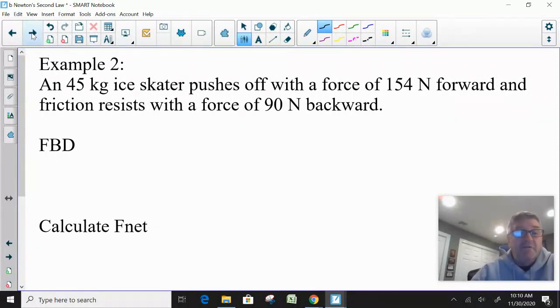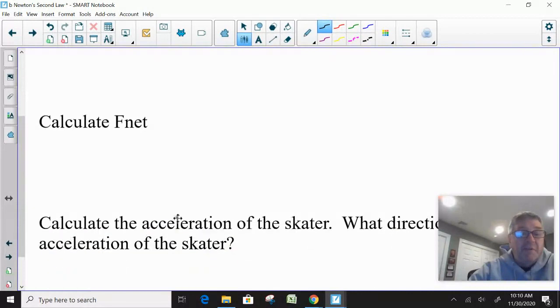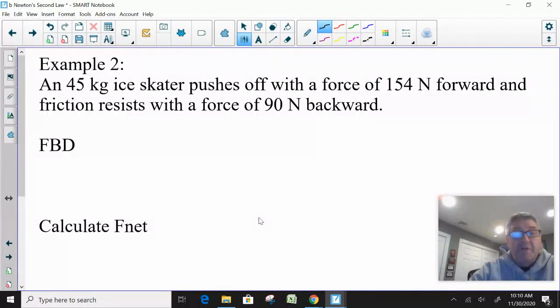So now I'm going to have you draw a free body diagram, calculate the net force, but then we're going to calculate the acceleration and look at what direction the person is accelerating in. So again, I'm going to do the same thing. Free body diagram. Well, here's an ice skater box. She pushes off with a force. So let's assume she's going to go to the right.